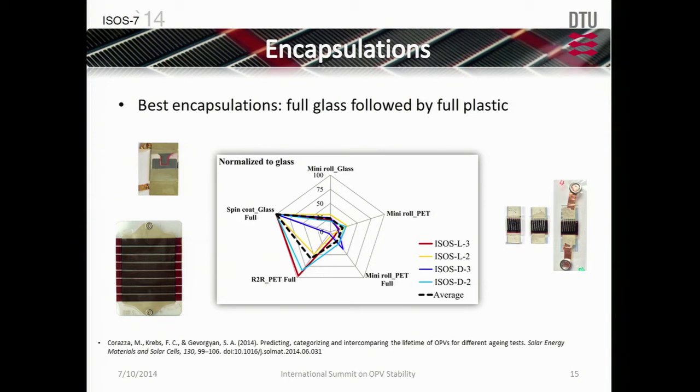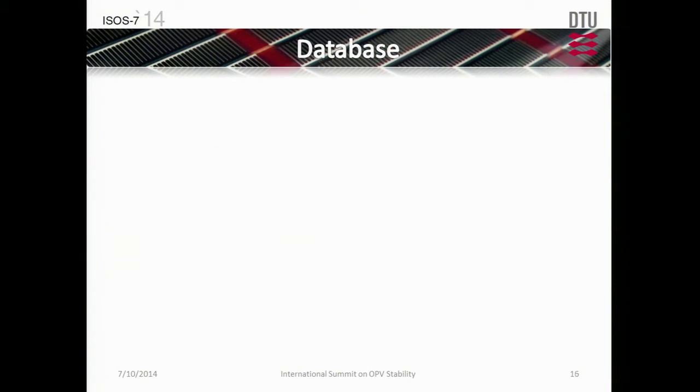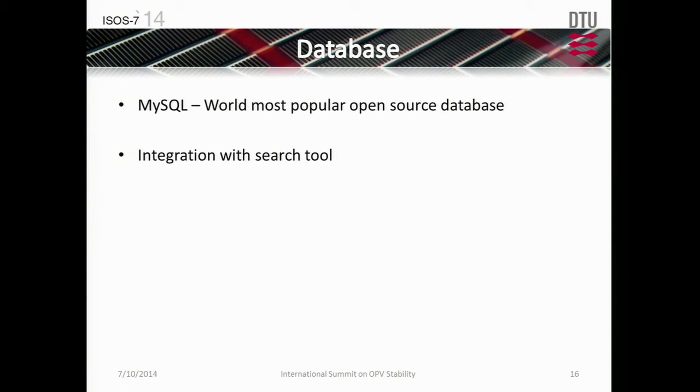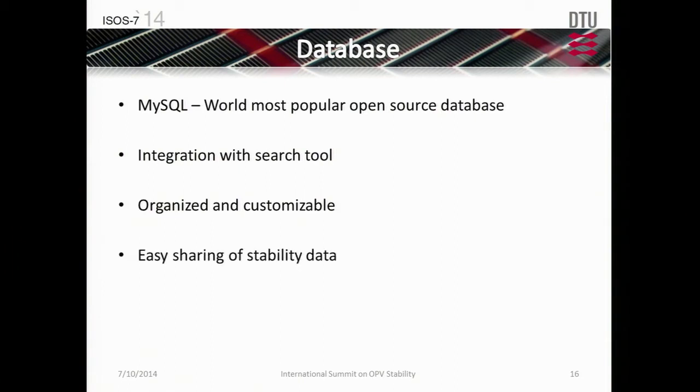So when we have all these data points and all this number of variation of parameters, we end up with a lot of data, and therefore we use a database to organize and collect our data. Particularly, we use MySQL, which is the world's most popular open source database. It includes a search tool. You can organize it as you want, and it's very customizable. You can easily share stability data. And you can include plotting tools and web applications that talk directly to the database.